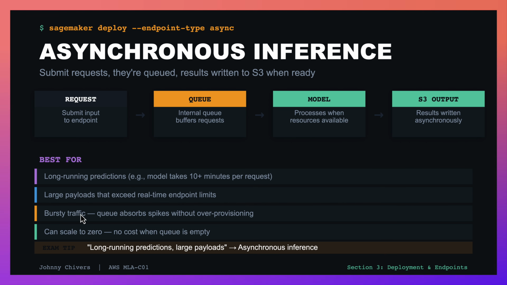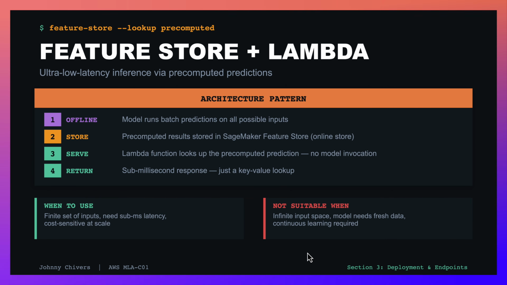Good for bursty traffic, so the queue absorbs spikes without over provisioning. Can scale to 0, so when it's not running, you don't pay for it. So when you think long running predictions with large payloads, think asynchronous inference.